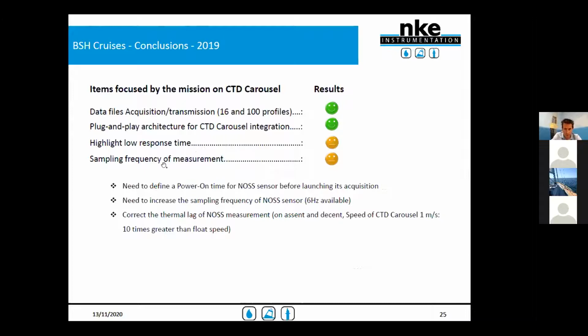The 2 points that we identified are that we highlight a low response time of the NOSE sensor on this type of platform, so we need to increase the sampling frequency of measurement of the NOSE sensor. Another point is the power-on time for the NOSE sensor before launching its acquisition. And we also need to correct the thermal lag of the NOSE sensor, because on ascent and descent the speed of the CTD carousel is 1 meter per second, 10 times greater than float speed.